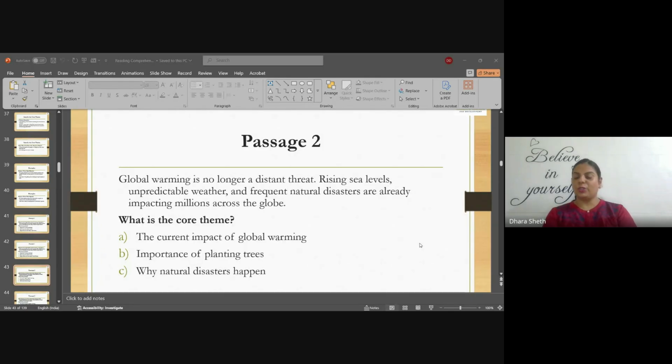Okay. So the tone is objective or neutral. Why? A fact is being stated that it is no longer a distant threat and it is already impacting millions across the globe. But there is no solution to this. If just one sentence would have been added, it could have become pessimistic. It is definitely not analytical.